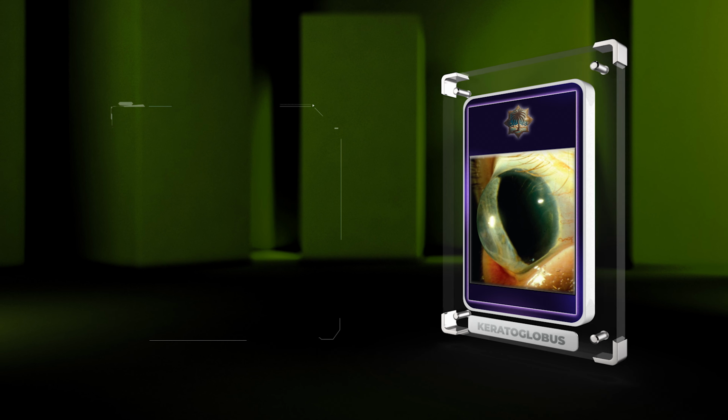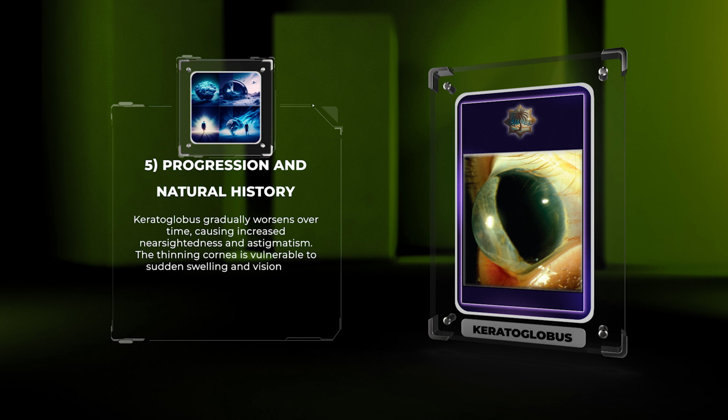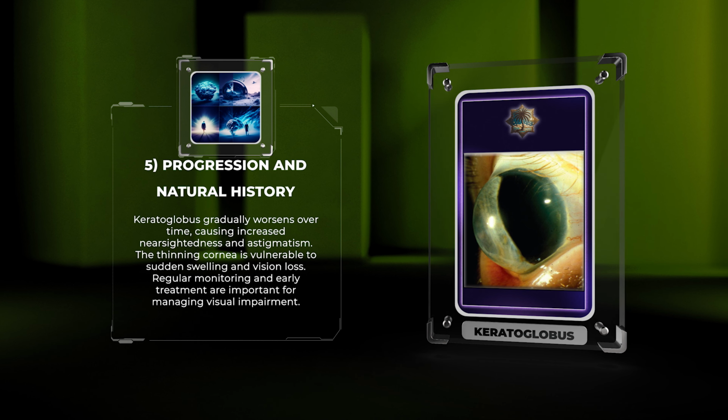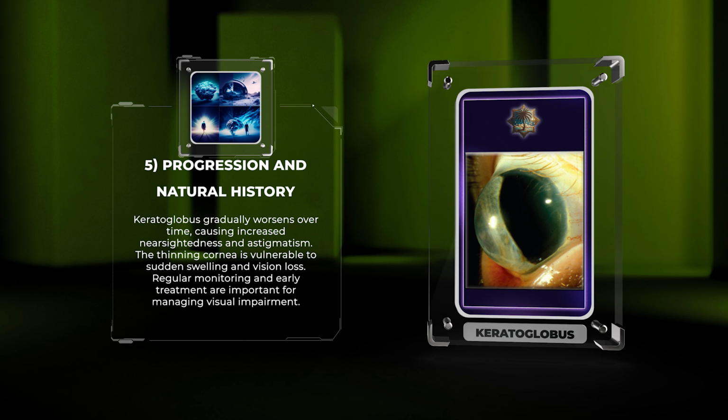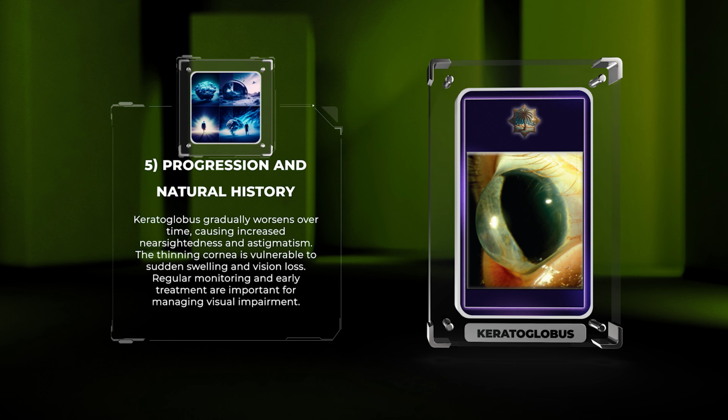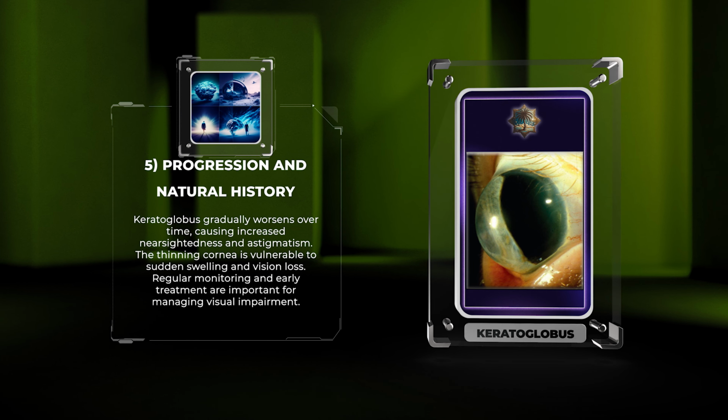Keratoglobus gradually worsens over time, causing increased nearsightedness and astigmatism. The thinning cornea is vulnerable to sudden swelling and vision loss. Regular monitoring and early treatment are important for managing visual impairment.